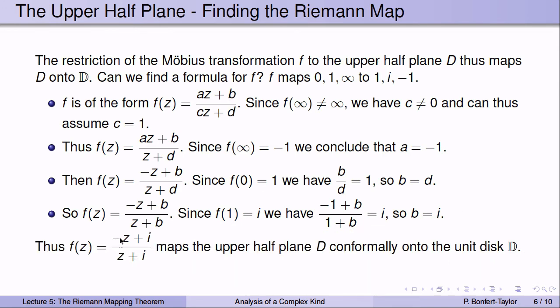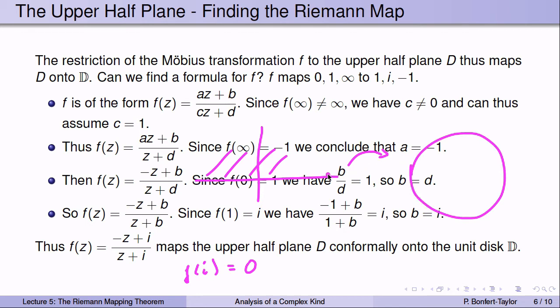Thus B is equal to I, and therefore F maps the upper half plane D conformally onto the unit disk D. By the way, because we'll need this in a second, what is F of I? I is in the upper half plane, and F of I is equal to 0. So I is the point that is mapped to the origin under this mapping that maps the upper half plane conformally onto the unit disk. So this point I right here is mapped to the origin.